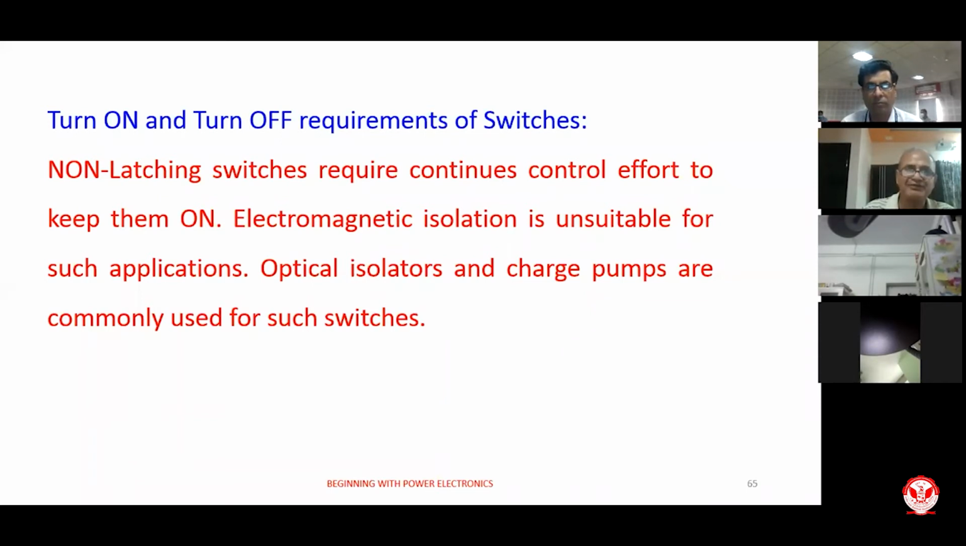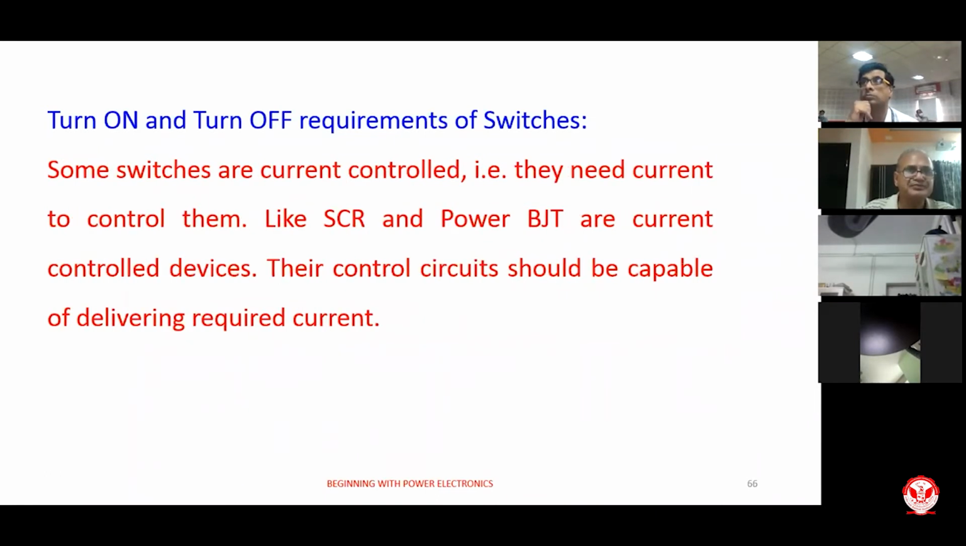Technically it's feasible. In old days people used to do it, but now it has become uneconomical. Electromagnetic isolation is unsuitable for such applications. We have come up with a new breed of drivers. These are called optical isolator based drivers. Optical isolators and charge pumps are commonly used for controlling such switches.